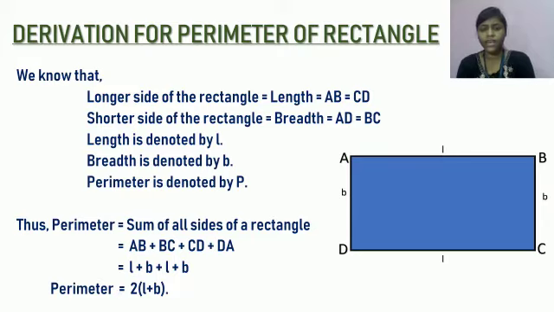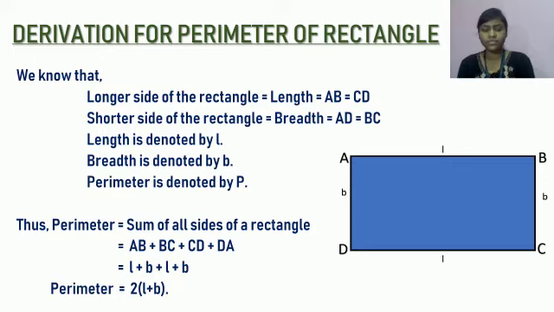Length is denoted by L and breadth is denoted by B, and the perimeter is denoted by capital P. Thus, perimeter is the sum of all the sides of a plane figure. So here, the perimeter is equal to the sum of all the sides of a rectangle, that is AB plus BC plus CD plus DA. As AB is L, BC is B, CD is L, and DA is B.